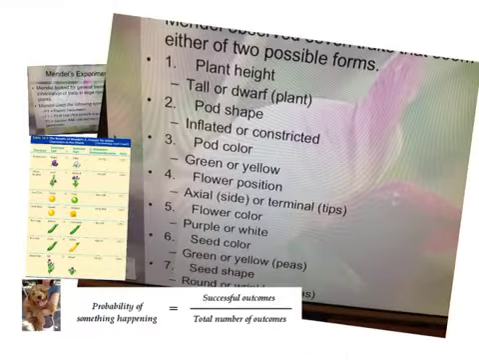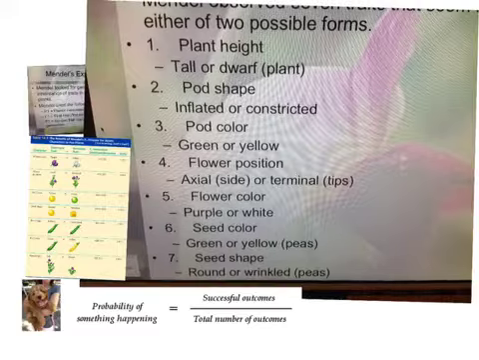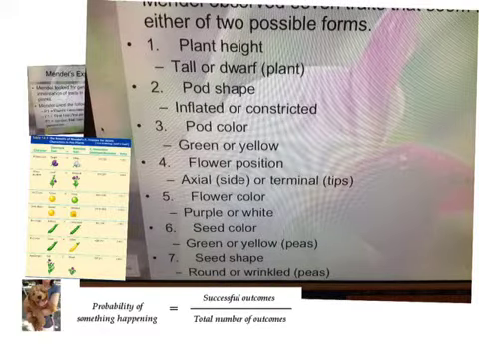And we talked about that. This is directly from your notes. If you didn't get to this in class, the reason why pea plants were good is because they had either-or characteristics. So one or the other for 7 different things. For example, tall versus dwarf, inflated versus constricted, pod color, flower position, flower color, seed color, and so on.